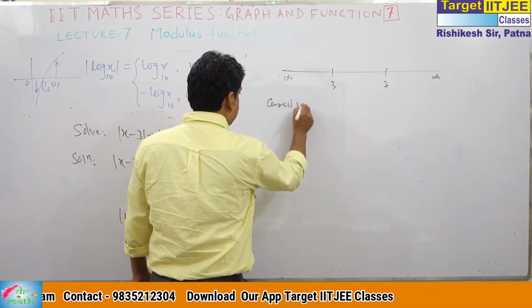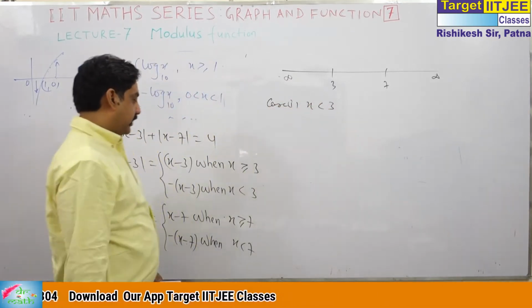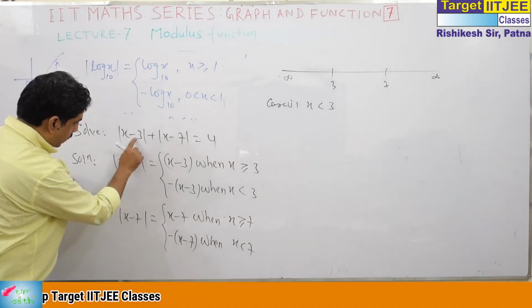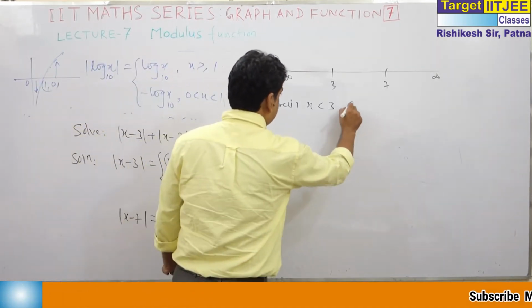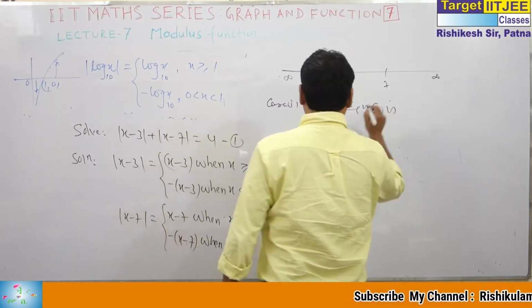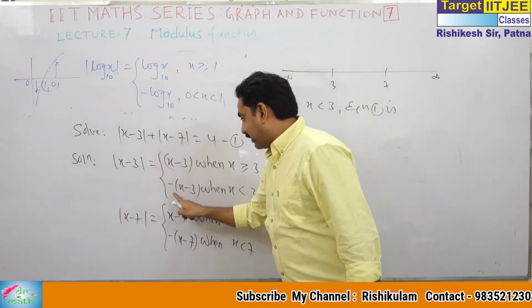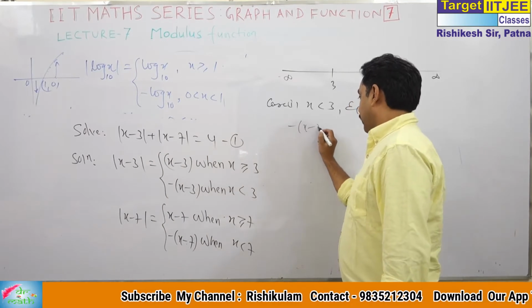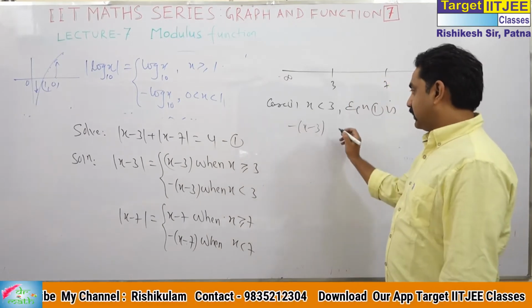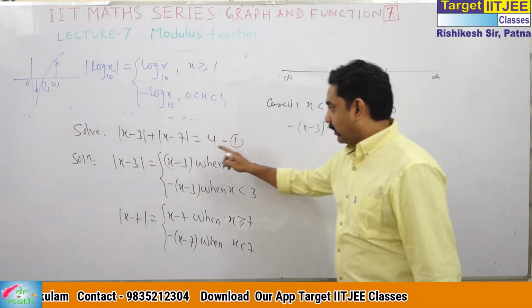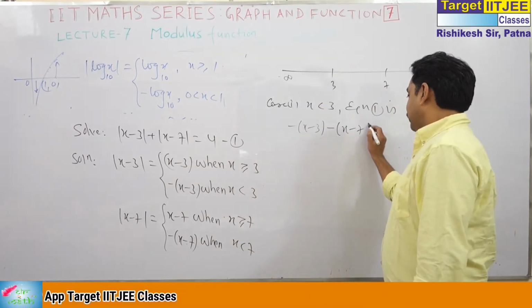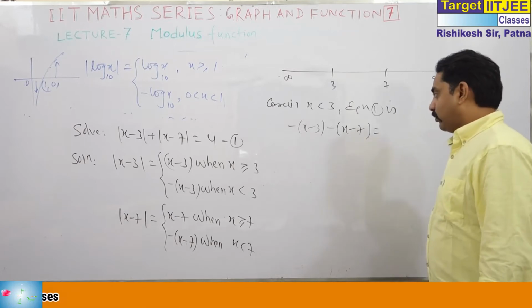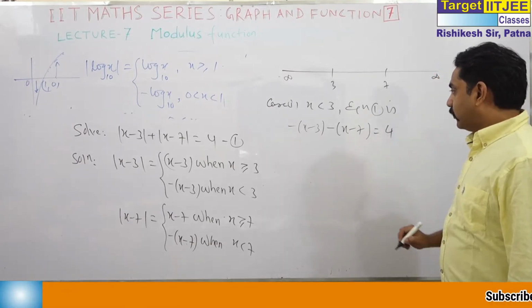Case 1. Suppose x less than 3. For this I will write this. What is the equation? Equation 1 is, for this start with minus sign, minus x minus 3. This also, x less than 3, comes to this group, x less than 7. Minus x minus 7 is equal to actually 4.